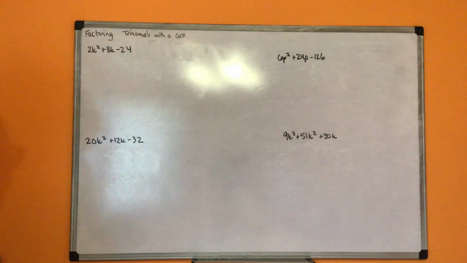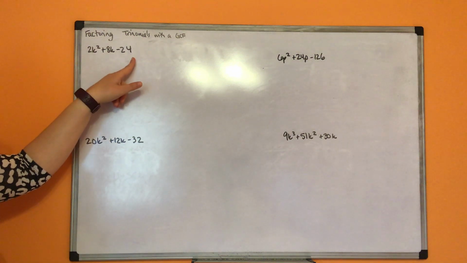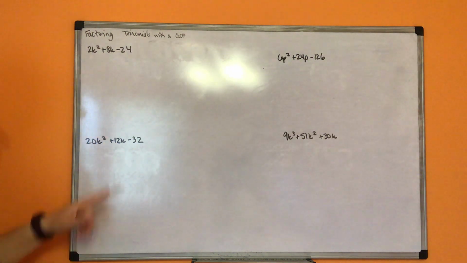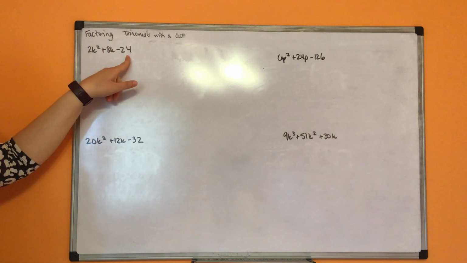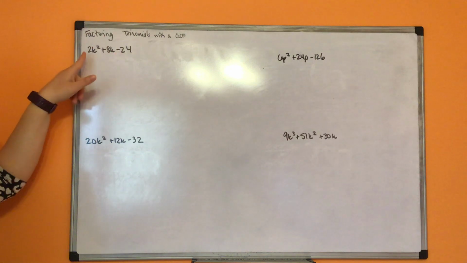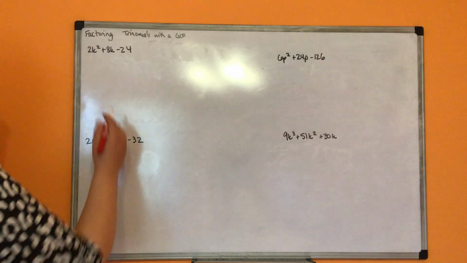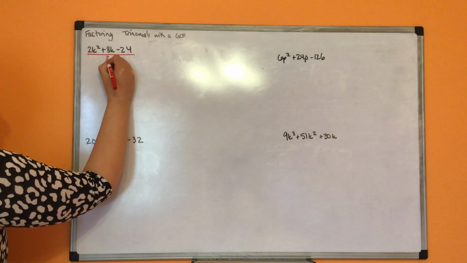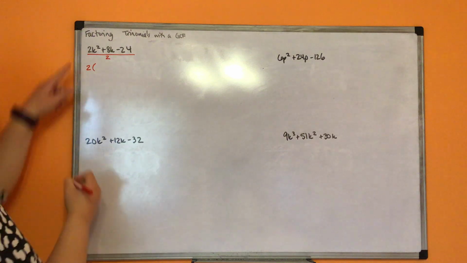The first thing we're going to do is factor out the GCF. So what is the biggest number or variable I can divide all of these things by? Notice I can't divide by a k because there's no k here in this last term, so my GCF is just going to be a number. The biggest number I can divide 2, 8, and 24 all by is 2. So I'm going to start by factoring that 2 out. So 2 will go in front of the set of parentheses.